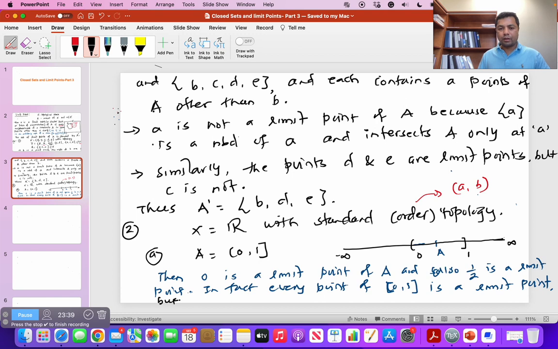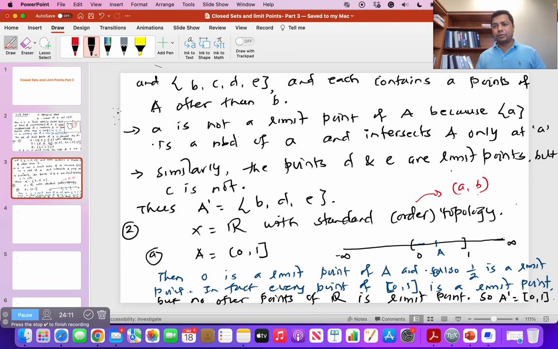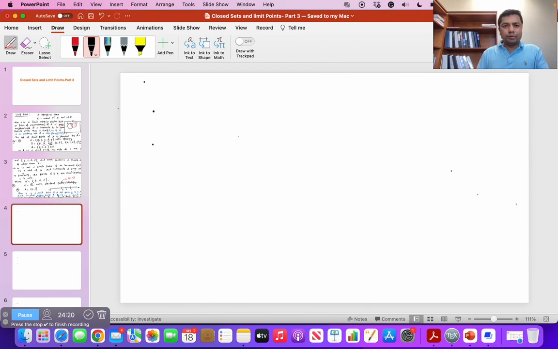So in fact, every point of this closed interval is a limit point, but no other points of R, that means no other real numbers, are limit points. So our A prime is simply this closed interval 0 to 1. Any real number between 0 and 1, including 0 and 1, is a limit point of this set A. Let me give you another example.